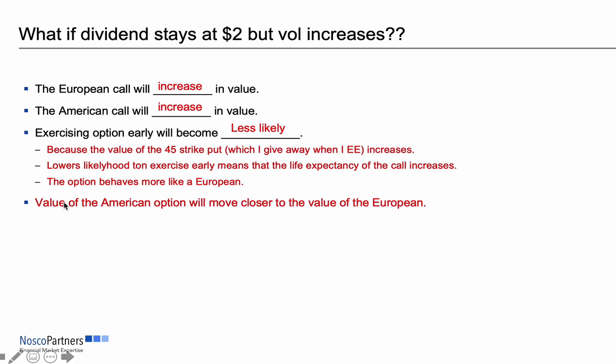Good, so the value of the American option will move closer to the value of the European. Let me summarize. Volatility goes up. Of course, the value of the European option goes up. Volatility goes up. Of course, the value of the American call will increase. But the difference between the American call and the European call will decrease because exercising means giving away optionality, and this optionality you're giving away has more value when volatility is high. So quite a nice result, and we get it very, very cheap.